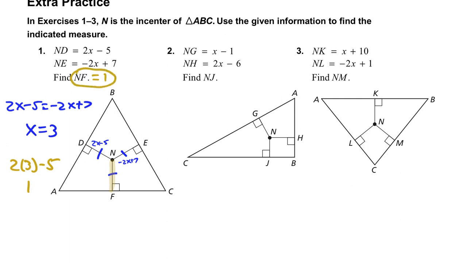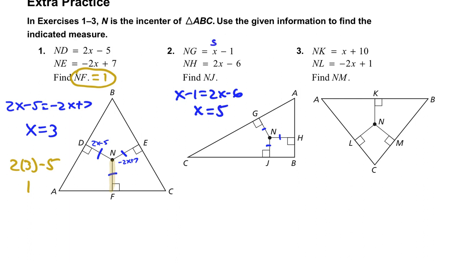Let's go ahead and look at number 2 here. Again, NG, NH, and NJ are all congruent because N is equidistant to sides due to our incenter theorem. And just like before, they show us two of these parts. They show us x minus 1 is NG, and NH is 2x minus 6. So all we're going to do is set these equal to each other. And when you solve, you'll get x equals 5.